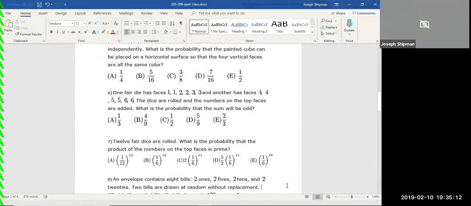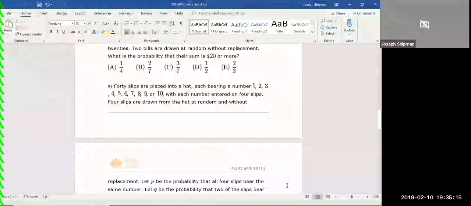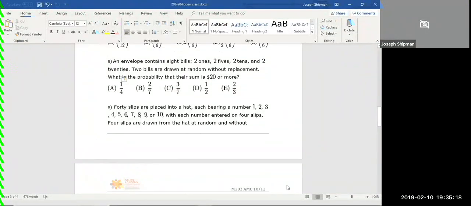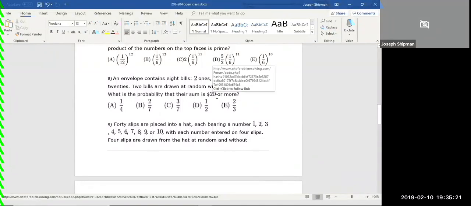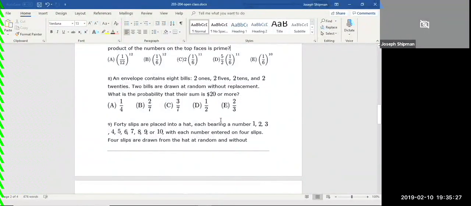Okay, problem 8, I'm going to let you think about for a minute. We have 8 bills in an envelope, and we draw 2 without replacement. What's the probability that the sum is 20 or more? So we could solve this exhaustively, I guess, because the number of ways to choose 2 out of 8 is just 8 times 7 over 2, which is 28. So our denominator is going to be 28. So that rules out choice E already. How many good ways are there to choose 2 bills to get their sum being 20 or more?